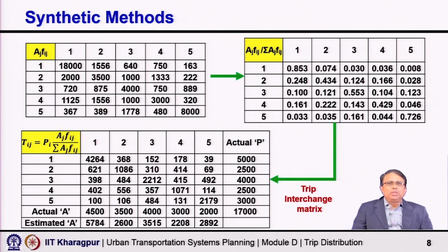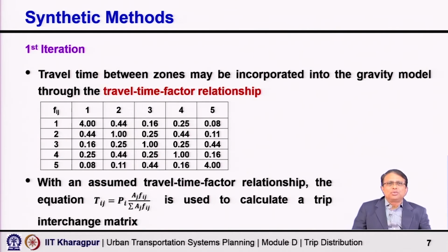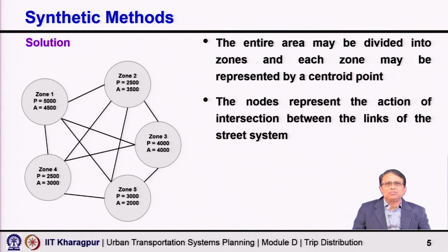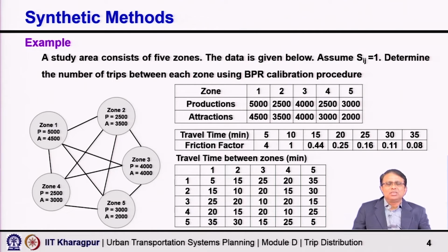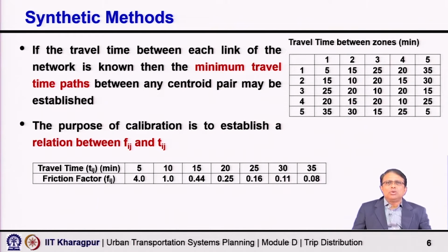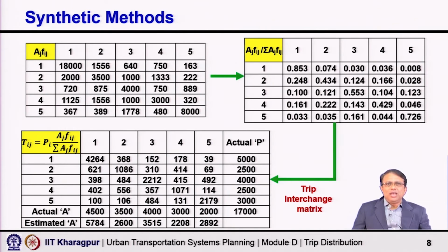So, the first thing we calculate: we know the Aj value, the attractions of each zone, zones 1, 2, 3, 4, 5; all these zone attractions are known. So, attractions are given here, right. Zone 1 attraction 4500, zone 2 3500, zone 3 4000, zone 4 3000, zone 5 2000. And then we also know these Fij values.